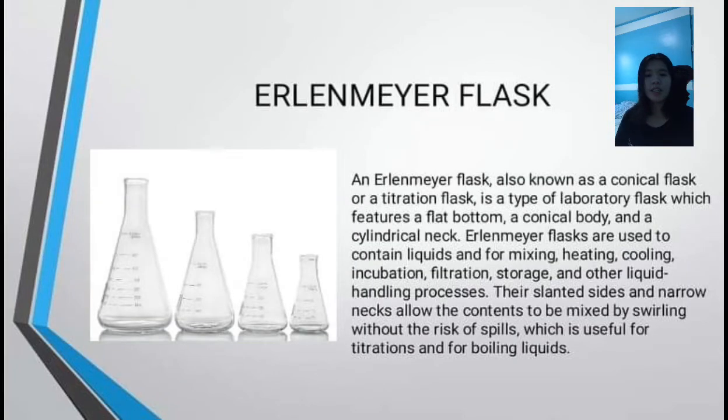The next one is the Erlenmeyer flask. An Erlenmeyer flask, also known as a conical flask or a titration flask, is a type of laboratory flask which features a flat bottom, a conical body, and a cylindrical neck. Erlenmeyer flasks are used to contain liquids and for mixing, heating, cooling, incubation, filtration, storage, and other liquid handling processes. Their slanted sides and narrow necks allow the contents to be mixed by swirling without the risk of spills, which is useful for titration and for boiling liquids.